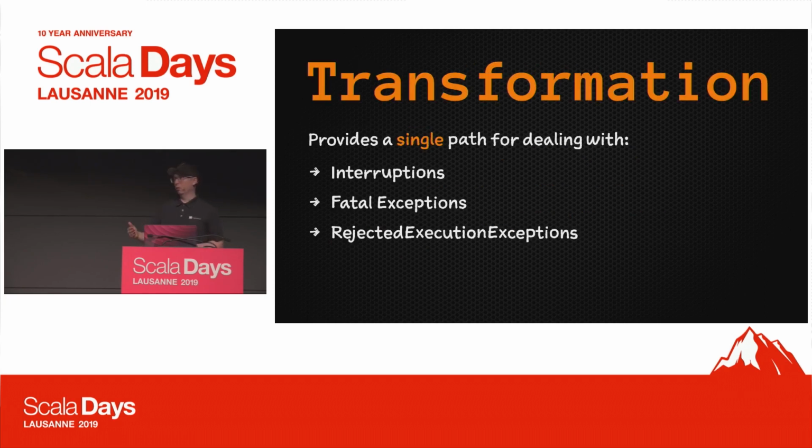So we can solve three of these things with something called transformation. It takes the onComplete and the promise and essentially makes a transformation, which is both a callback and a promise at the same time. So now we have this link between the two. So then we can deal with the interruptions. We can deal the same way with fatal exceptions all the way around, and we can deal with the rejected execution exceptions. So that's nice.